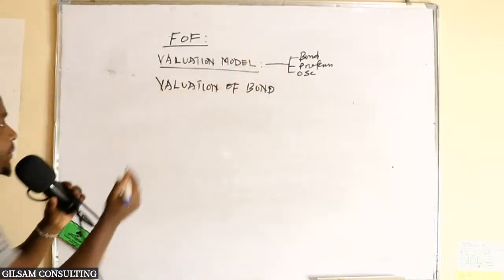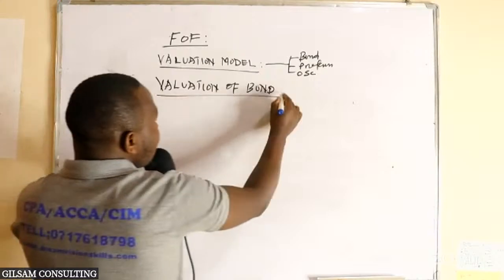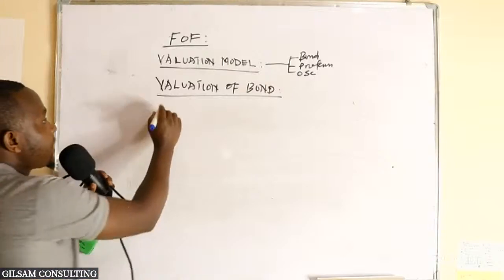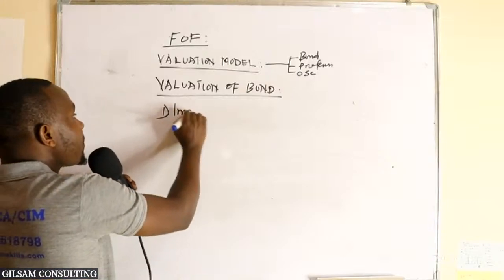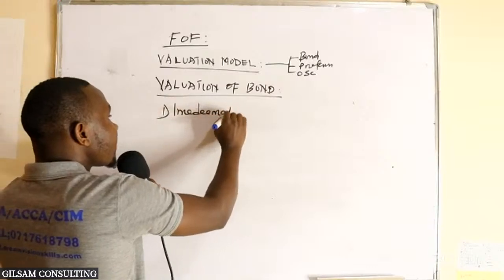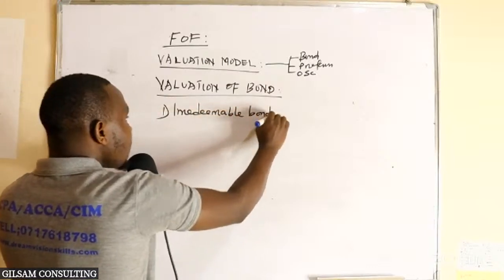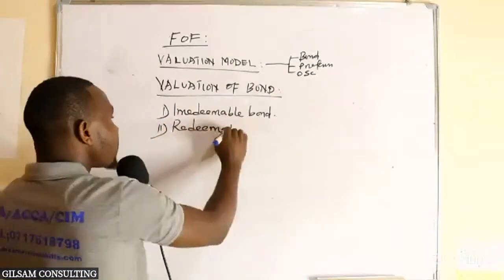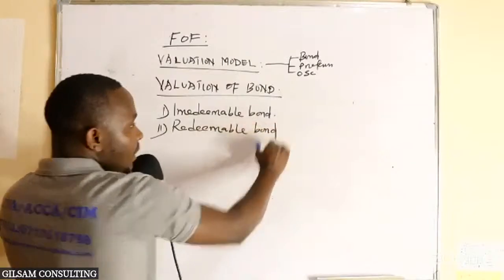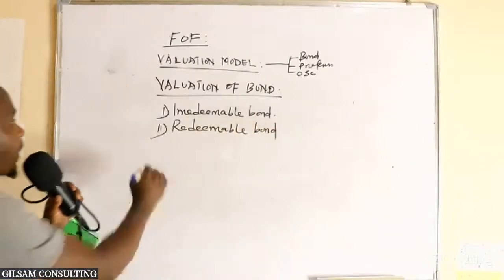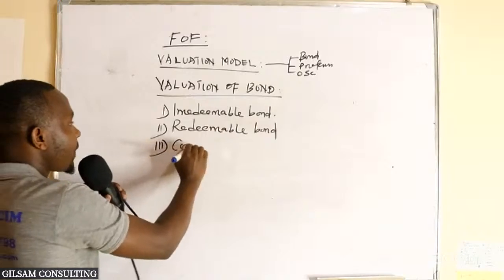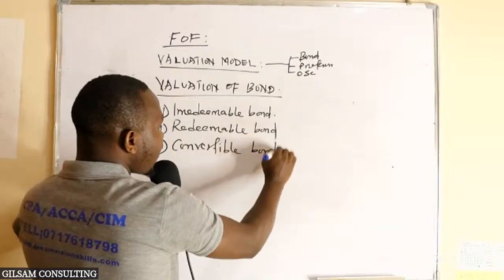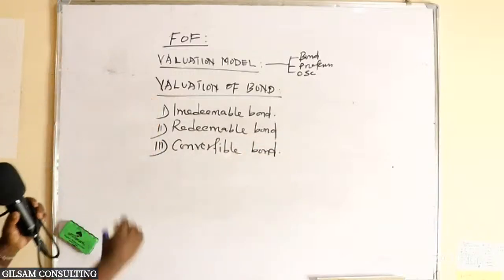You don't know examiner atauliza gani. So in the valuation of bonds, we also have three nature of bonds. Tuko na irredeemable bonds, we have redeemable bonds, and then we have the convertible bonds. So we can start with the irredeemable bonds.